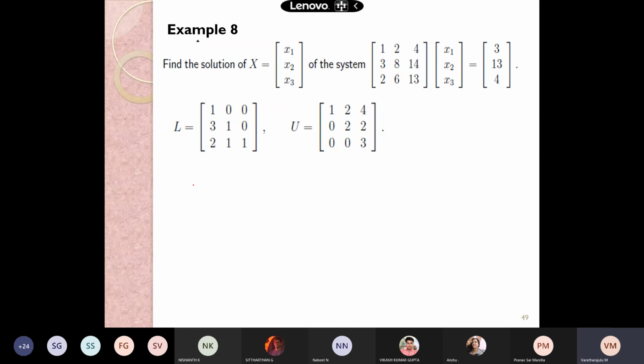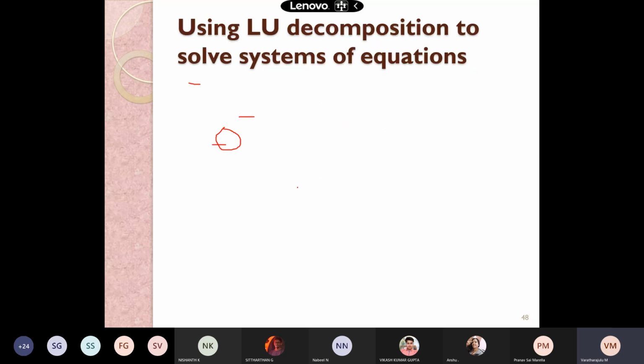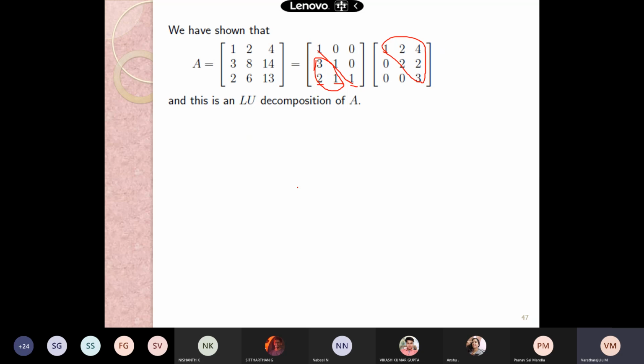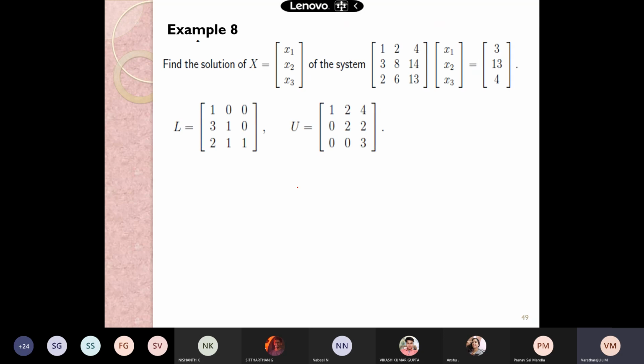This is the earlier problem: 1 2 4, 3 8 14, 2 6 13. We divided it into lower and upper triangular matrices. These are the results from example 7. In example 7 we divided it into two different matrices, and now I am concerned with finding the results of this linear system of equations. Now the RHS is 3, 13, and 4.